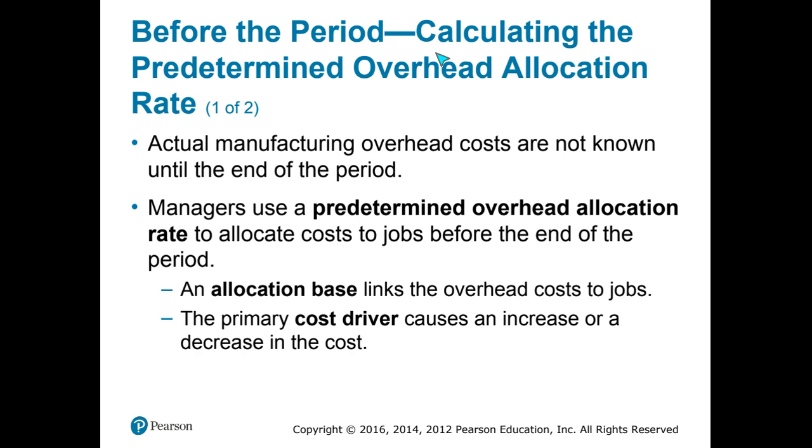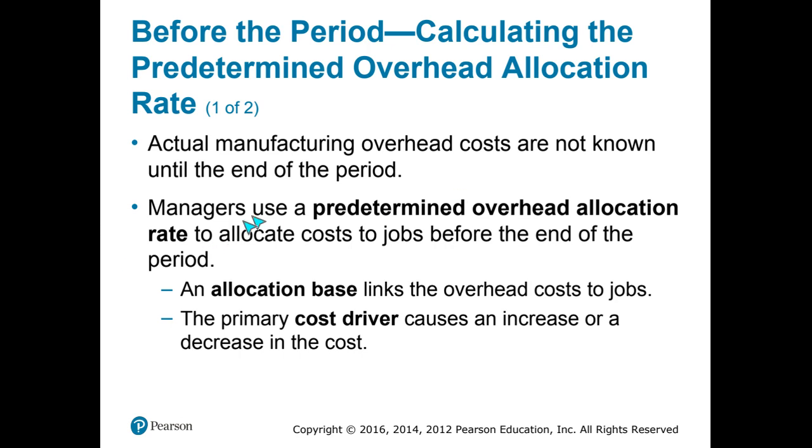Before the period, calculating the predetermined overhead allocation rate. Actual manufacturing overhead costs are not known until the end of the period. We don't know what our manufacturing cost is going to be until after we have incurred that cost. Things change. There's a lot of variable costs. Variable costs are costs that change, right? Variable moves, changes, fixed stays the same. So like our power is variable. The amount of power that we use changes from month to month. So we don't know what that overhead cost is going to be until the end of the period.